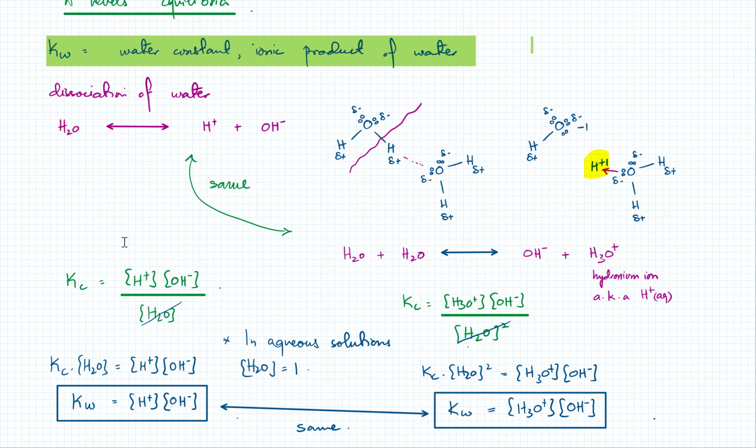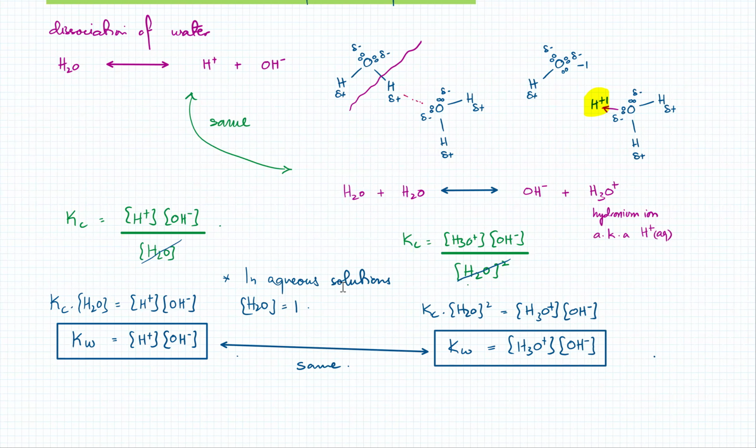Anyways, your Kc was the concentration of the products divided by the concentration of the reactant. Water is going to be taken as one, because whenever something is aqueous, the concentration of water is almost constant because it's in large excess. In aqueous solutions, water is always taken as one because its moles will barely change throughout the reaction.